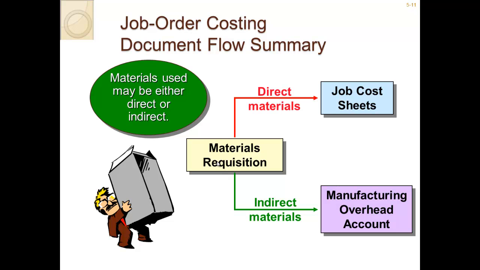So here's an idea of what happens with the documents when we're in job order costing. Materials requisition. This is a request for materials. And the direct materials go directly on the job cost sheets. So if I bought 12 steel beams for Elms College building, that is a direct material to the job sheets.